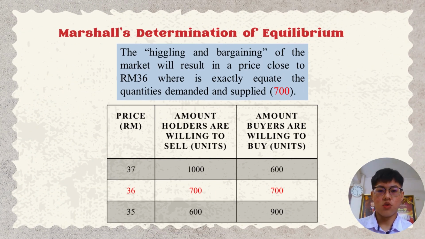Marshall's determination of equilibrium. The haggling and bargaining of the market will result in a price close to 36, where quantity demanded is exactly equal to quantity supplied at 600. Okay, when the price is 37 and 35, the demand and supply are in disequilibrium. So through the haggling and bargaining, demand and supply reach an equilibrium point, and the price is 36.